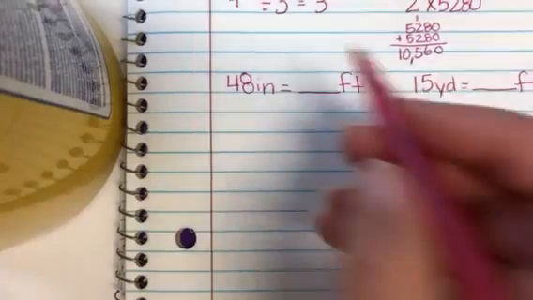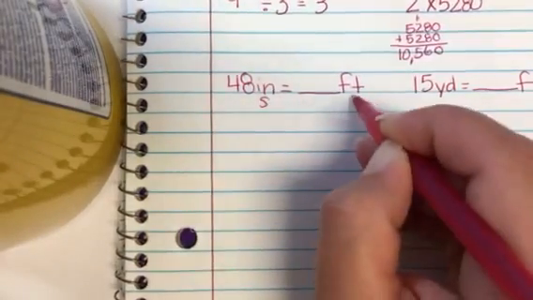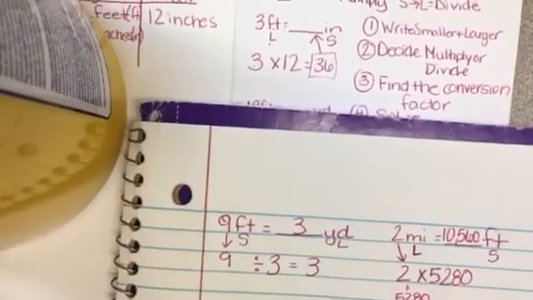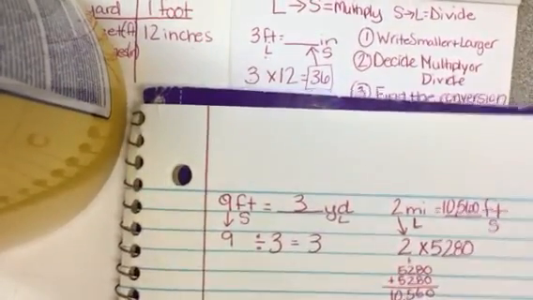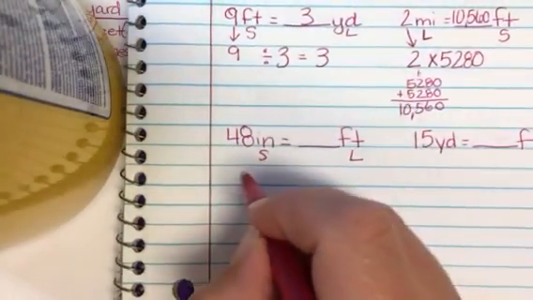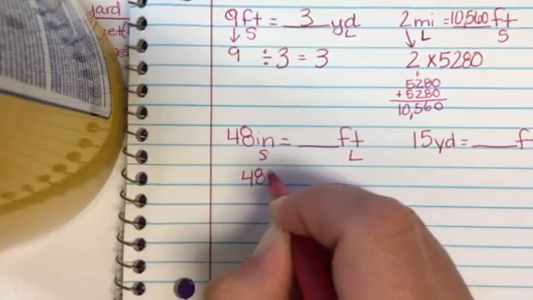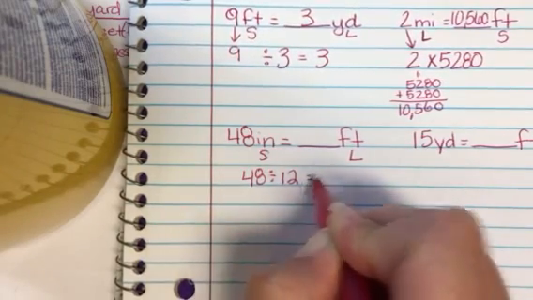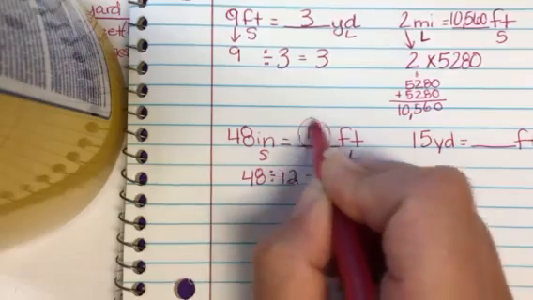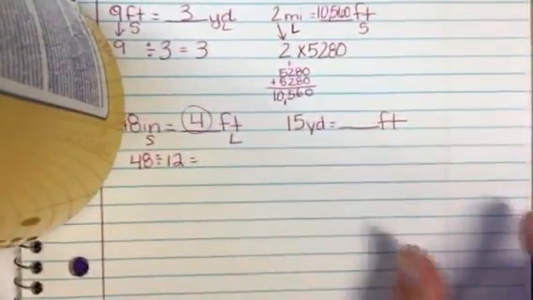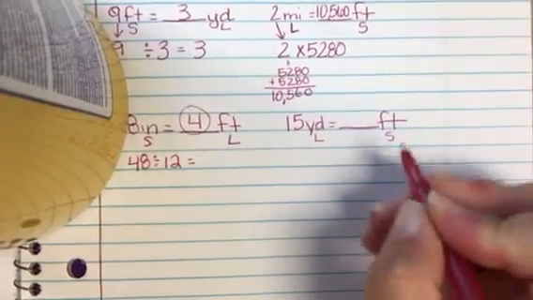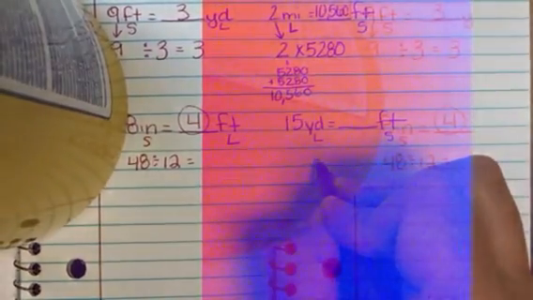Alright, so let's check your work. Did you put smaller and larger? Did you figure out from your notes that smaller to larger means divide? So did you say 48, and did you figure out how many inches are inside of a foot? Solve your problem and your answer should be 4. So what am I going to do over here? A yard is longer, a foot is smaller. Larger to smaller means multiply.